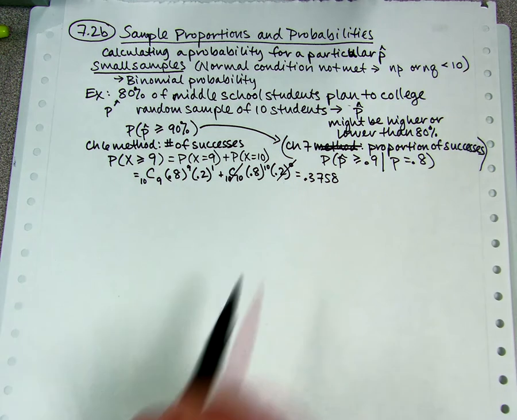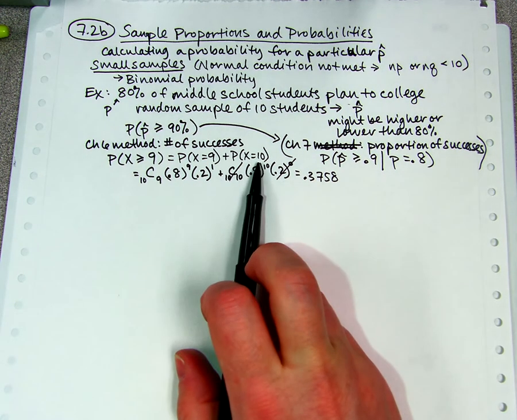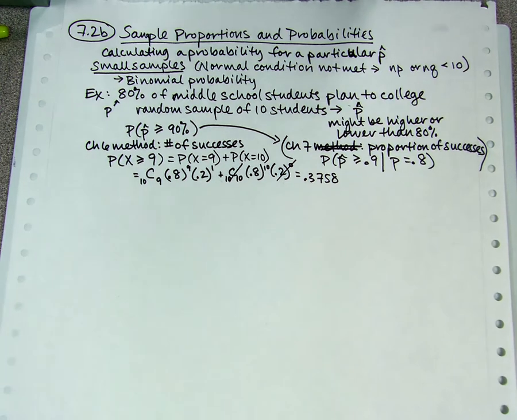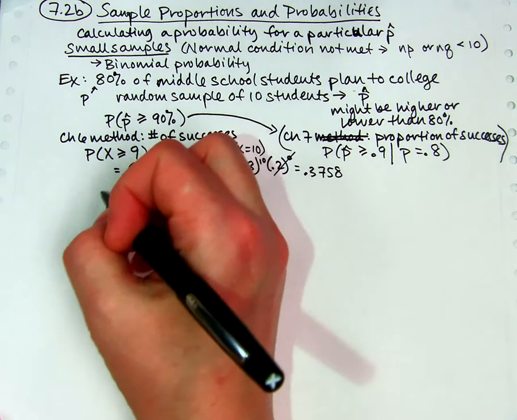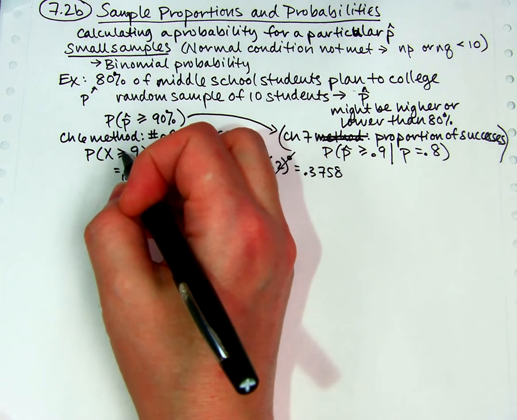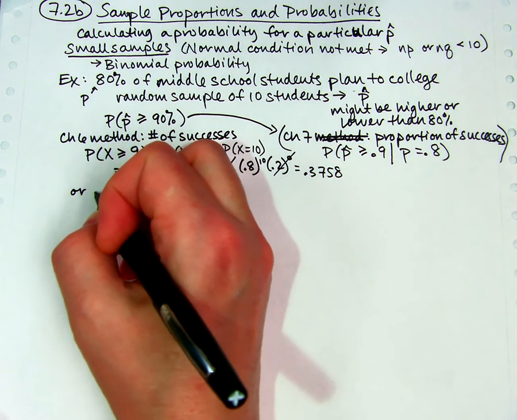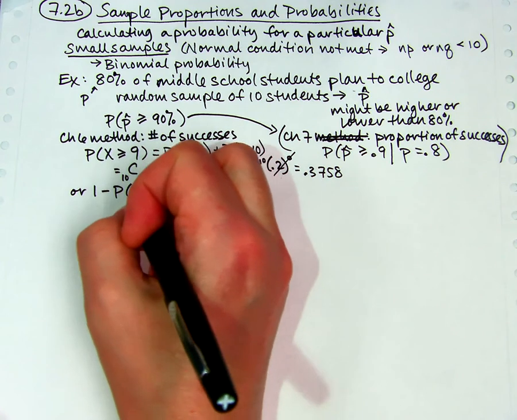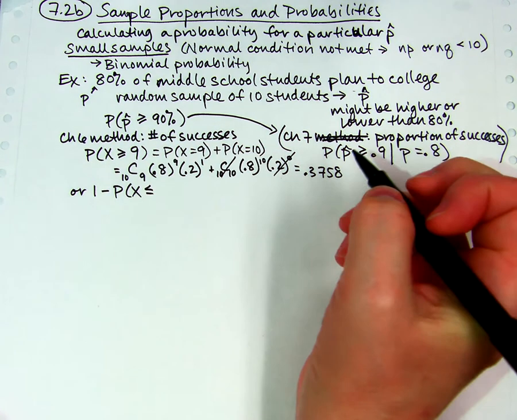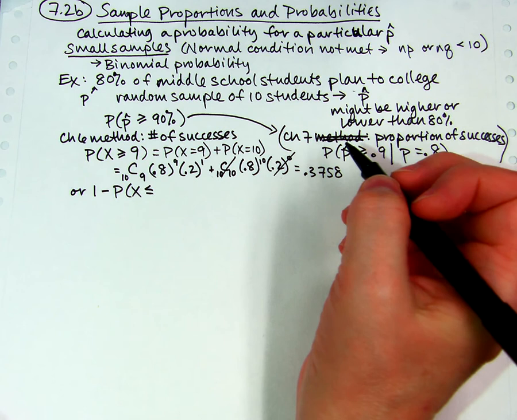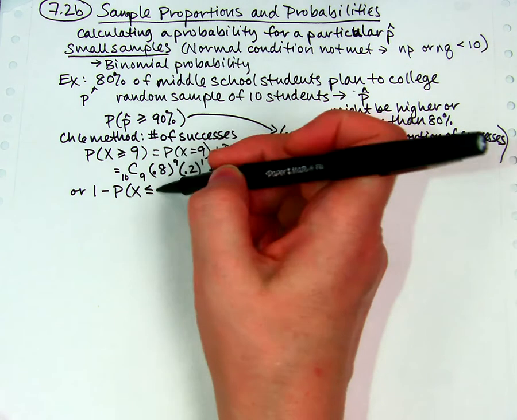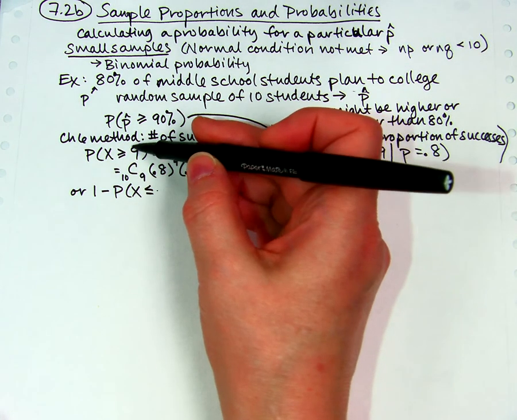Or sometimes there's so many of these that you don't want to add them all up and it's a pain. So you use the CDF instead. And remember that that is always an option. Greater than or equal to is not what CDF does. It does less than or equal to. So I could do 1 minus the probability that x is less than or equal to. Don't say 9, because less than or equal to 9 is not the opposite of greater than or equal to 9. I have to leave off that 9.